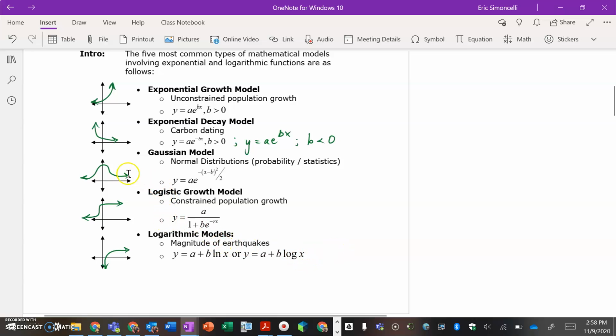The models that we see here, this Gaussian model graph, you should have a general idea that it's going to take this shape thanks to this equation. Logistic growth takes this particular shape. And then lastly, you already know log models take shape accordingly, as we know logs to be the inverse of exponentials. Okay, so let's move on to the next page.